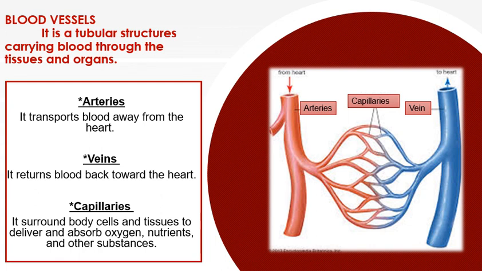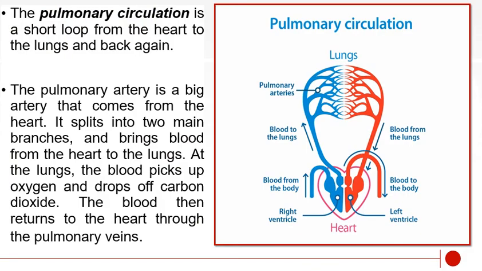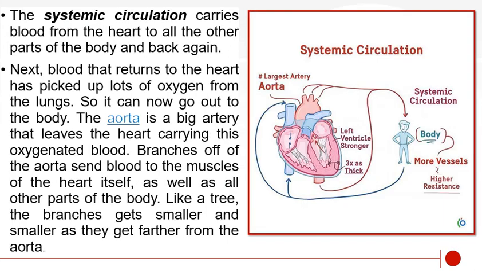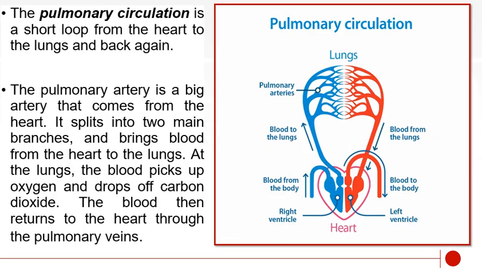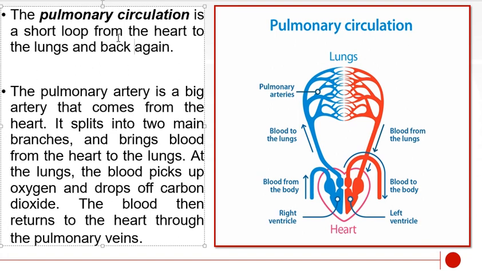Next, we have the types of circulation. So we have the pulmonary circulation, and then we also have the systemic circulation. So summary lang, ang pulmonary circulation is a short loop from the heart to the lungs and back again. So iyahang direction gikan siya sa atong heart and then moadto siya dito sa lungs, magkuha siya og oxygen and back again to the heart. So ang tawag ana nga circulation is pulmonary circulation.